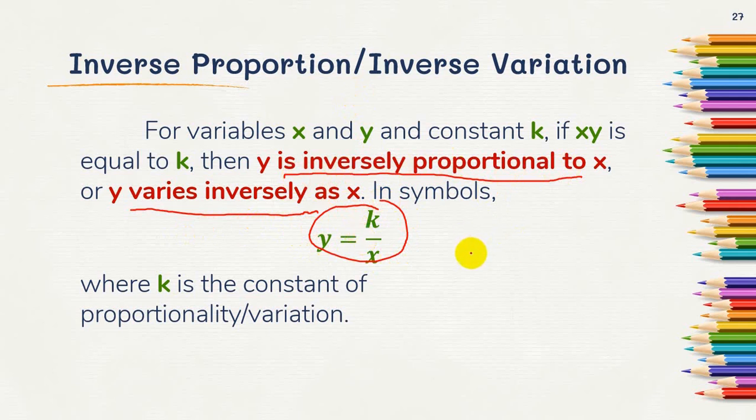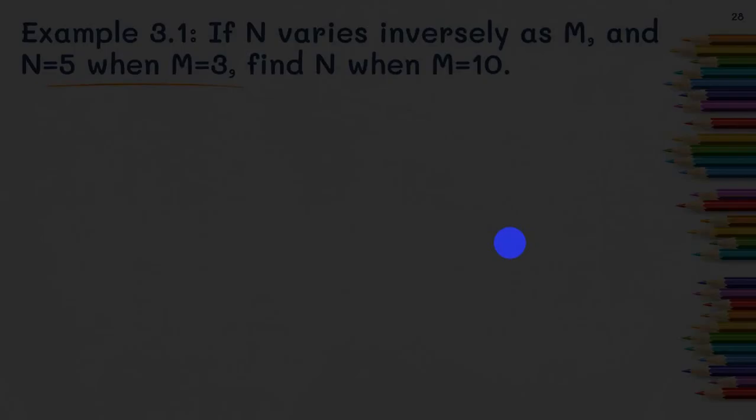Alright, so what is this? If the first quantity increases, the other one decreases. Or the other way around, if the first quantity decreases, the other one increases. That is the relationship. The best example is demand and supply of products. If the demand is increasing, the supply is decreasing. That is the best example that I can give for inverse variation.